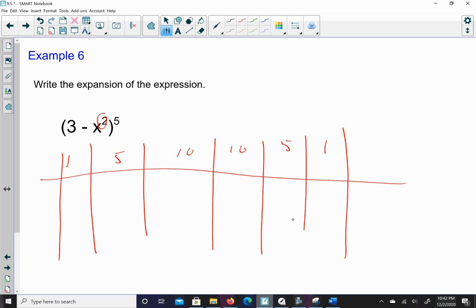I'm not even trying to be neat. This is going to be my 3, so this will be 3 to the fifth, 3 to the fourth, 3 to the third. Notice that the exponent goes down. 3 to the 0 is 1, then 3, 9, 27, 81, and 243.